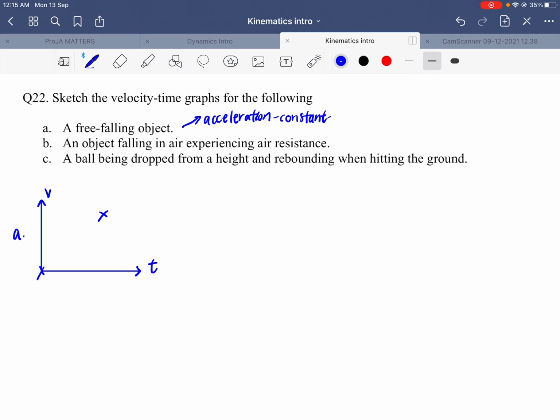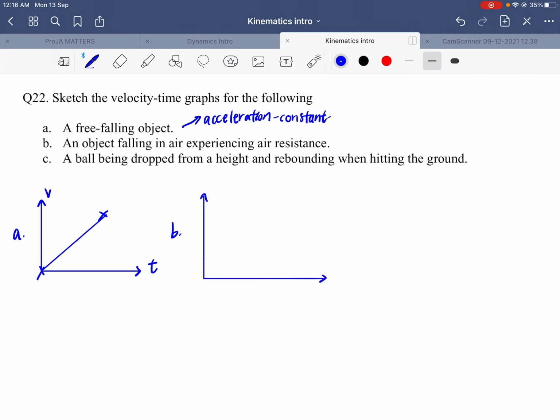We know that the speed is going to go up. Then after that, it's just how we get from plot to plot. So for constant acceleration, the gradient has to be the same, and if it has to be the same, then it's just simply a straight line from plot to plot, like this. Yes.